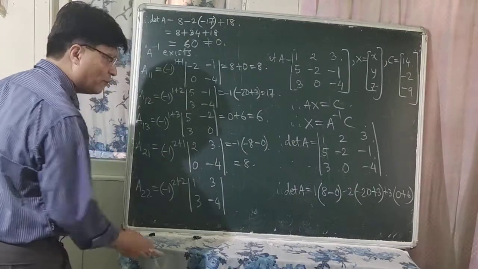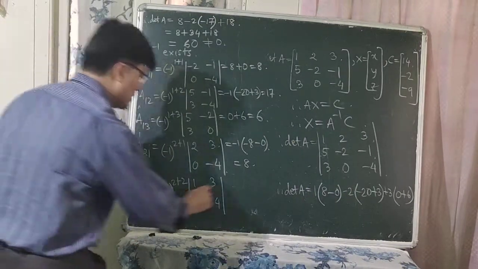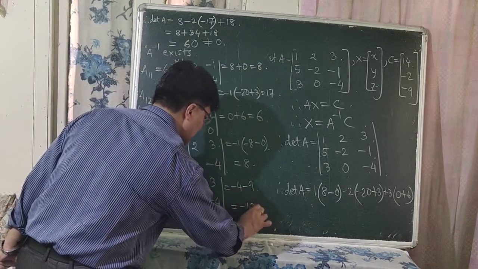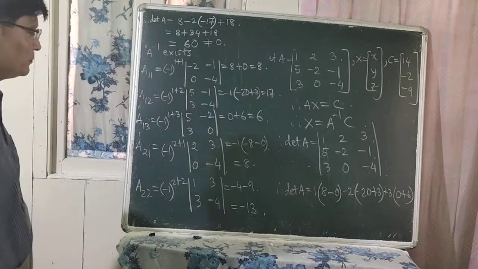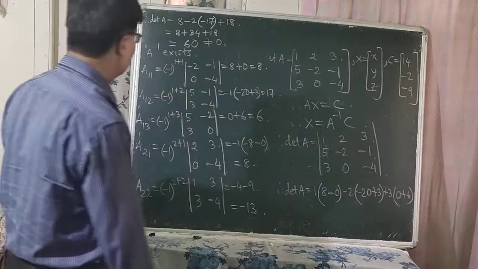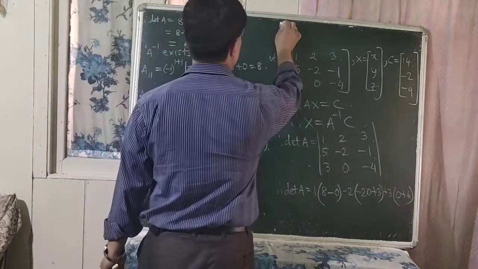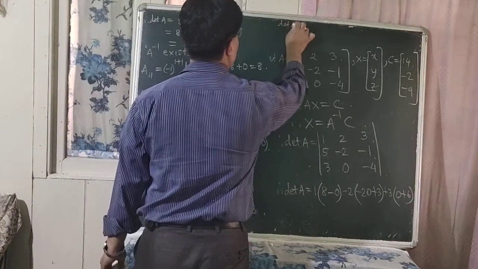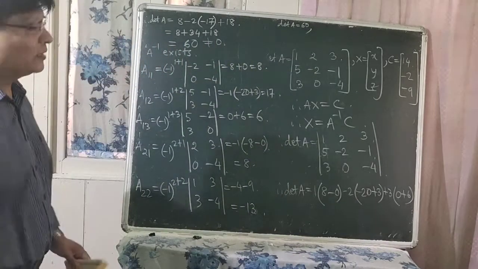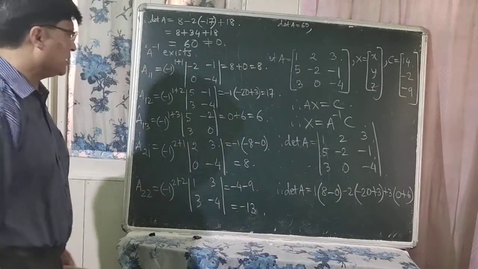So minus 1 to the power 4 is plus 1. Usually we don't write it. So which is equal to minus 4 minus 9, which is minus 13. So I think you have understood it. Okay. So det A was 60, right? Let us write it here because I may drop this one. So we don't have to copy it. So det A is equal to 60.